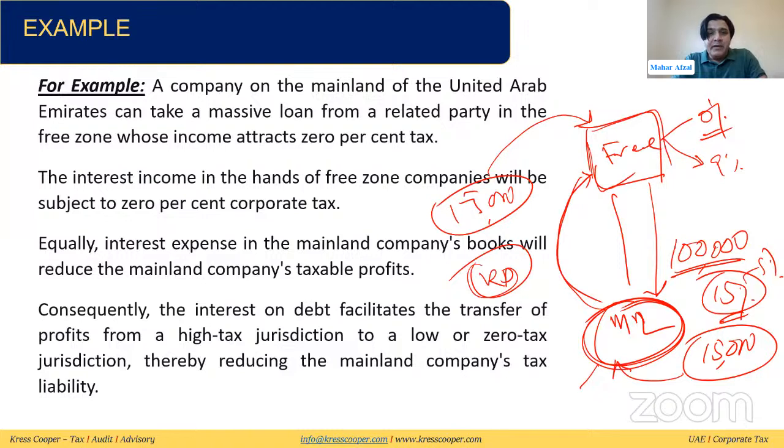Consequently, the interest on debt facilitates the transfer of profit from a high tax jurisdiction, mainland, which is 9%, to a 0% tax jurisdiction, which is a free zone. There is a possibility, if they are structuring the loan like this between the related parties, that profit can be shifted from the mainland company to the free zone company, which is subject to tax. We assumed for the time being it will be 0%.